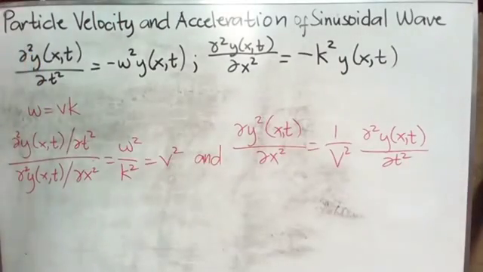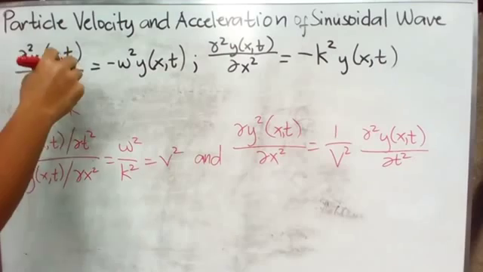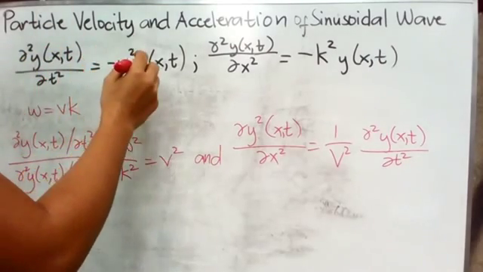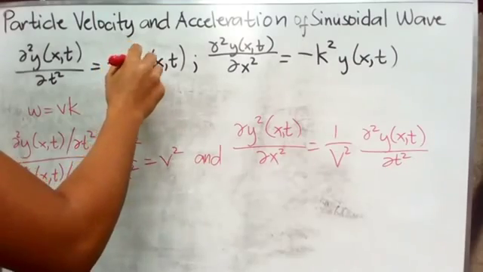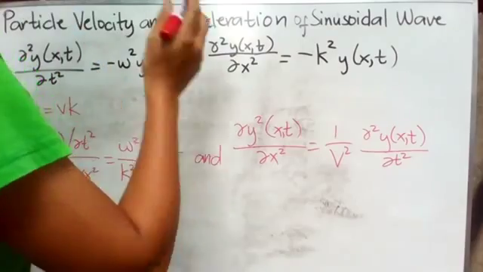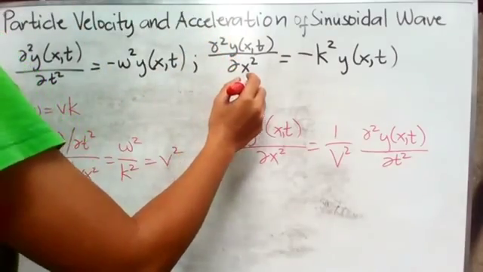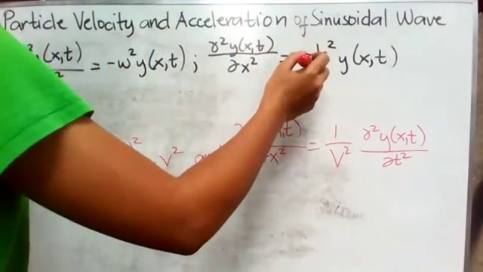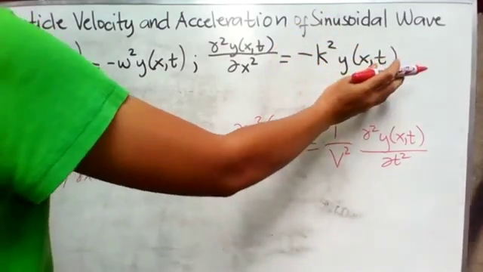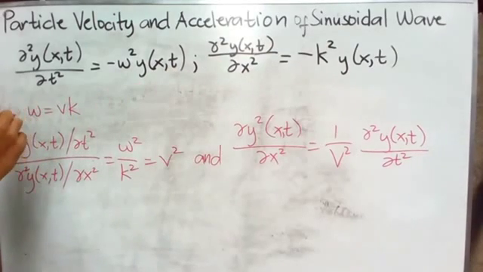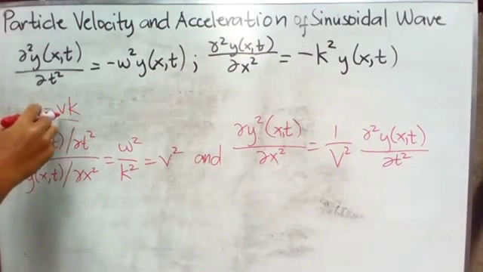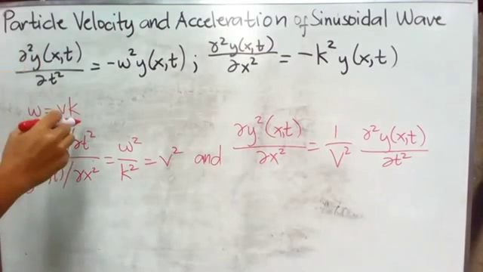So the second derivative of y, as a function of x and time, with respect to time is equal to negative omega squared times y of x and time. And the second derivative of y with respect to x is equal to negative k squared times y of x and time. Using this relationship, omega is equal to vk, where v is the wave speed and k is the wave number.